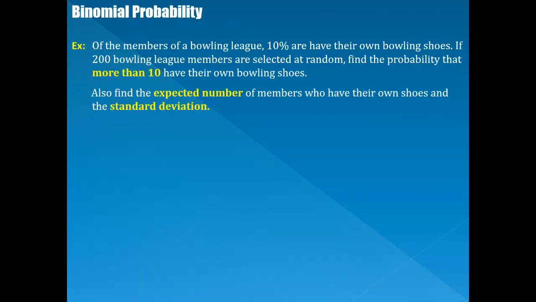Let's finish up with this last example, which I'm not convinced I'm going to pull the calculator back out on. So, of the members of a bowling league, 10% have their own bowling shoes. If 200 bowling league members are selected at random, okay, so that's how many trials, find the probability that more than 10 have their own bowling shoes. Okay, let's start with that first part. I'll call that A.